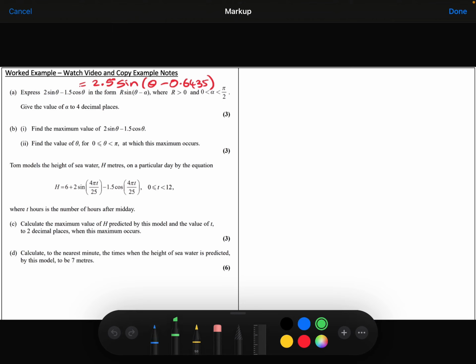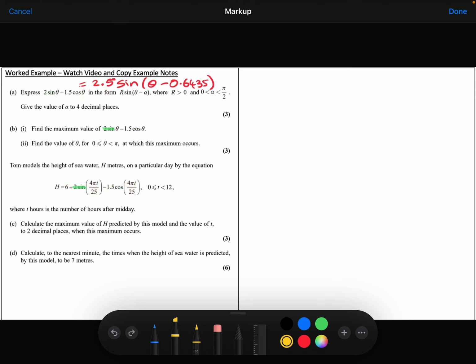Right, so first of all, let's just look at that carefully because I recognise some of this. Let's compare it to what we did previously. I've got the 2 sine something there, 2 sine something here, the minus 1.5 cos, minus 1.5 cos. This is exactly what we've been working with in the previous parts of the question. The only difference here is instead of the theta on the inside, I've got 4 pi t over 25. The other difference here is I've got a plus 6 at the front.